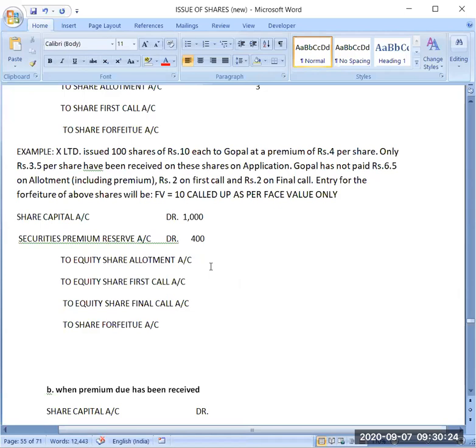Now equity share allotment account. So the allotment money is how much per share? Allotment money is how much per share?